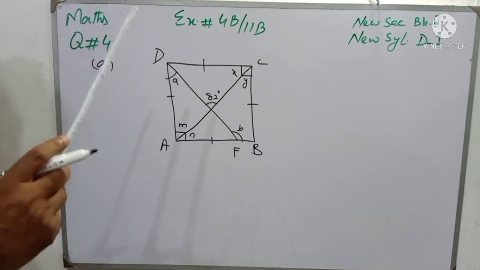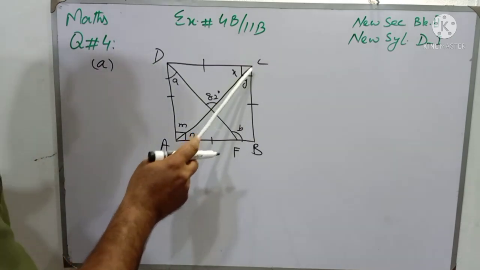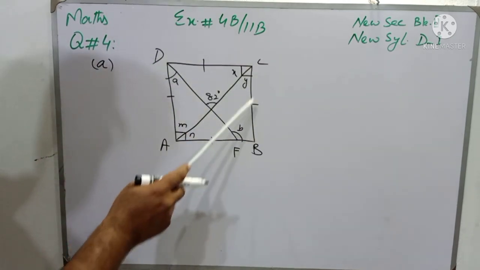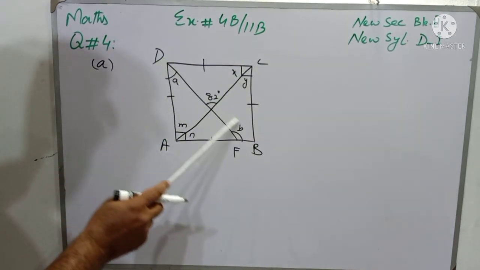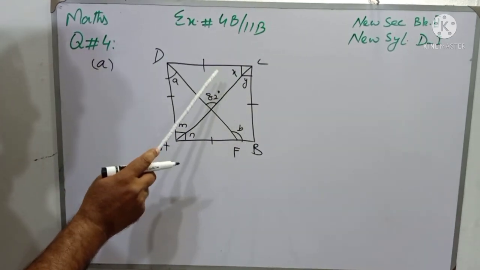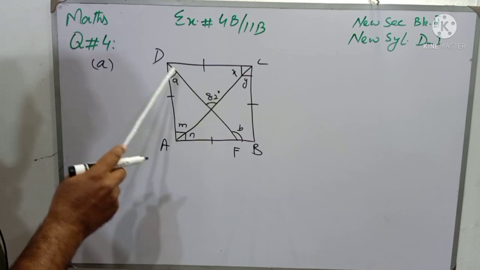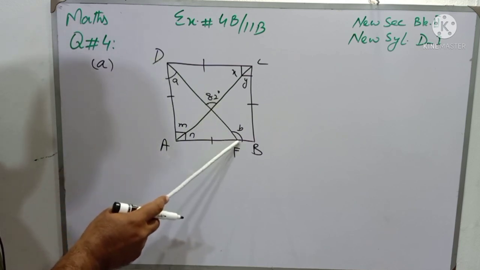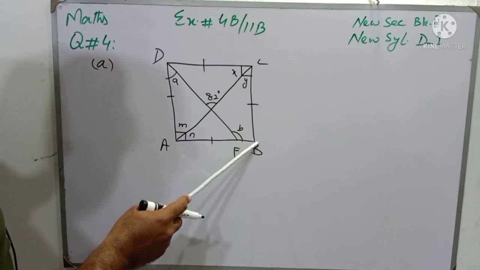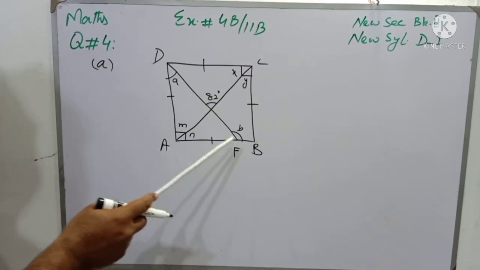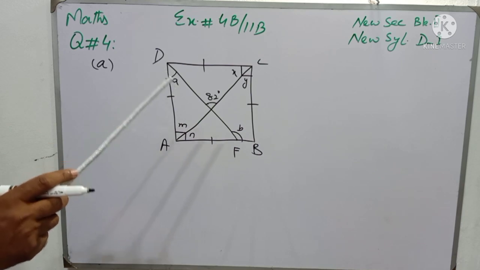In the characteristics of a square, both diagonals, if I join DB and AC, will bisect each other at right angles, and this angle is not a right angle. It means that DF is not a diagonal as well as F is not point B. So DF is not a diagonal. You must keep in mind.